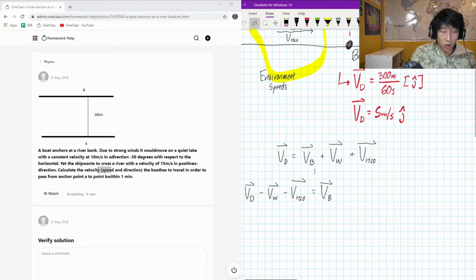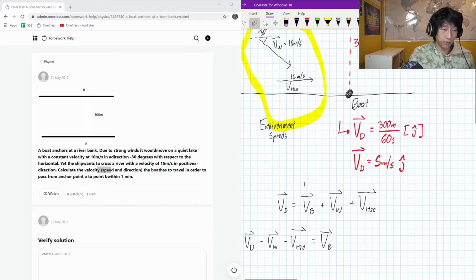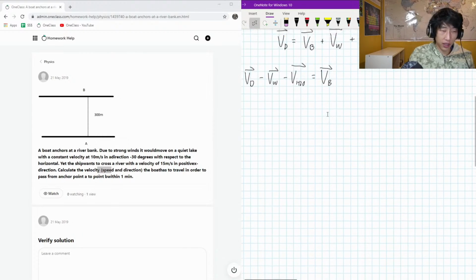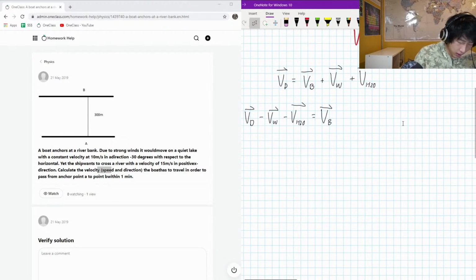Now that is the V of the boat that we are trying to solve for. Okay, so we need to put in our vector values here, and then we'll just calculate for VB, and then we will be extremely happy that we found the solution. Okay, so the first thing that we need to consider is VW. This is 10 meters per second, but it is 30 degrees below, or negative 30 degrees with respect to the horizontal.